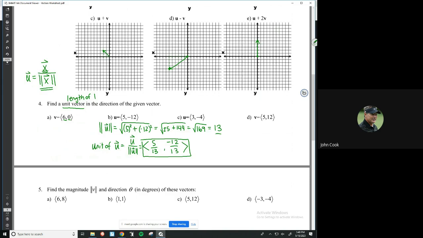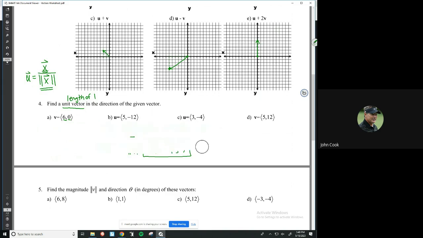Okay, let's do the same thing with the next one, letter C. All right, so let's find the magnitude of u first. So it's the square root of 3 squared plus negative 4 squared. So that's going to be the square root of 9 plus 16. 9 and 16 adds up to 25, and the square root of 25 is 5. All right, so now we're going to take the vector u and divide it by its magnitude, which we just found, 5. So that's going to be 3 over 5 and negative 4 over 5. And there's our unit vector for letter C.